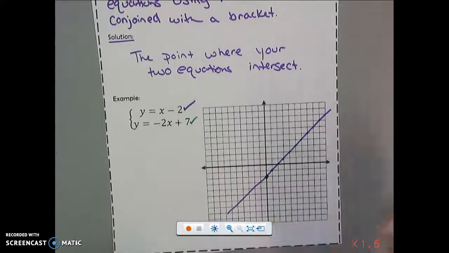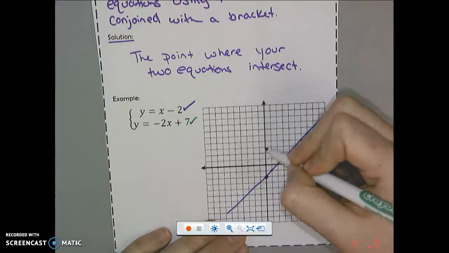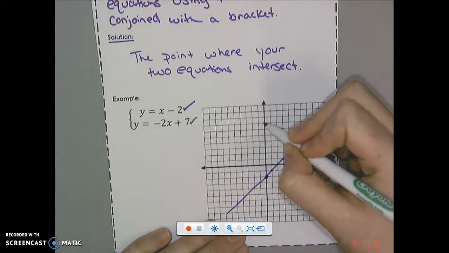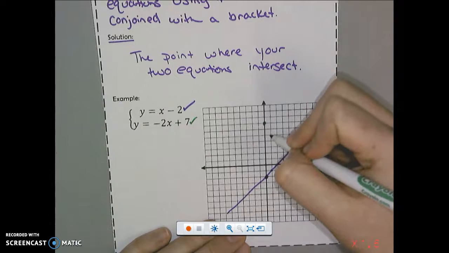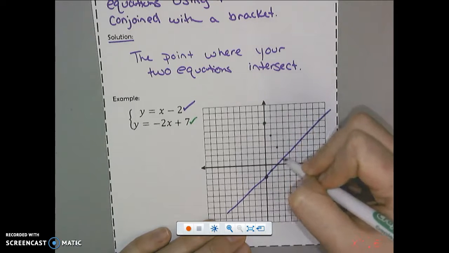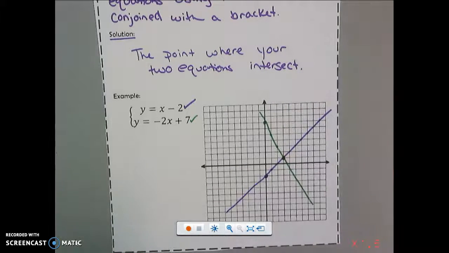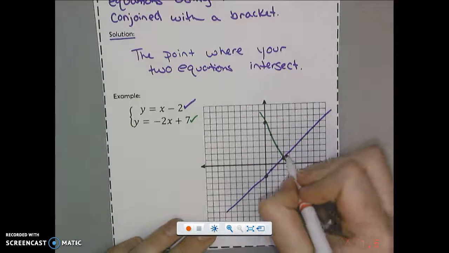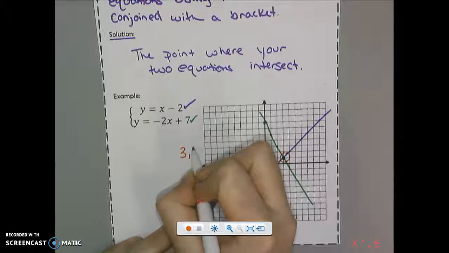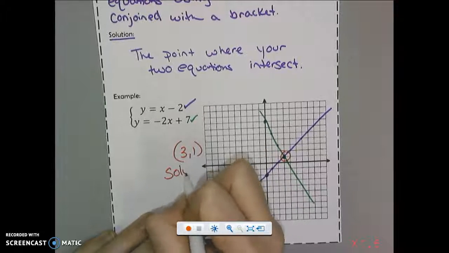This equation I'm going to do in green. So 1, 2, 3, 4, 5, 6, 7. And I'm down 2 over 1, down 2 over 1. And our solution is going to be where our lines cross, which is the ordered pair 3, 1. So that is the solution.